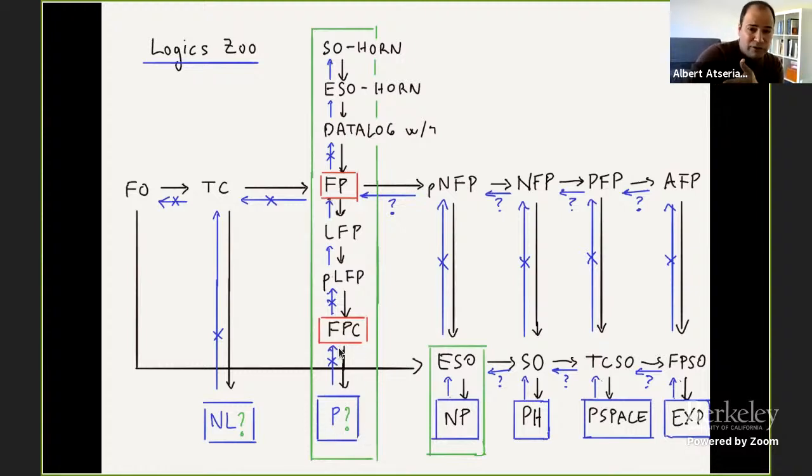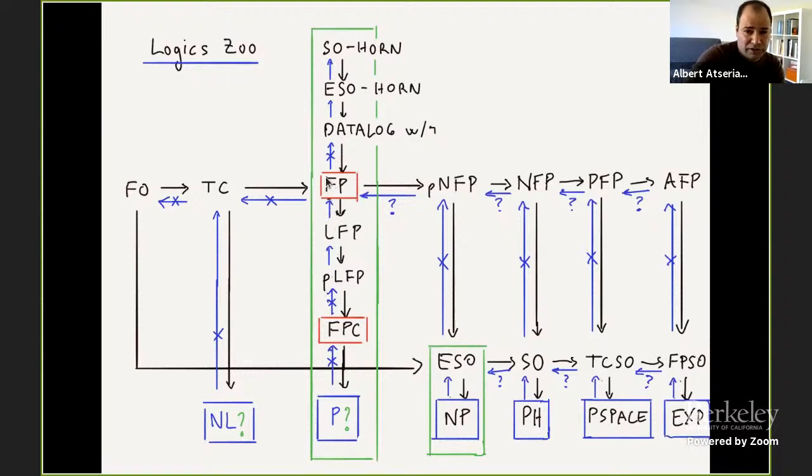For polynomial time, it's the most attempted. So I made this chart quite long because I wanted to show the fact that there have been several attempts. The arrows that have a cross mean that it's been proved that they are not equivalent, and the arrows that don't have a cross mean that they are just simulations.